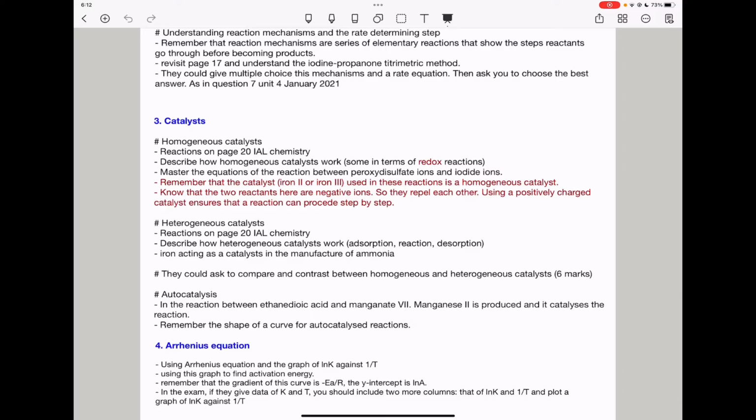Many past paper questions have asked you to compare and contrast homogeneous and heterogeneous catalysts, and I have seen six more questions asking about this, so please ensure that you know how to compare and contrast. And again, if a question asks you to compare and contrast, compare is talking about the similarities and contrast is talking about the differences, so ensure that you can do that.